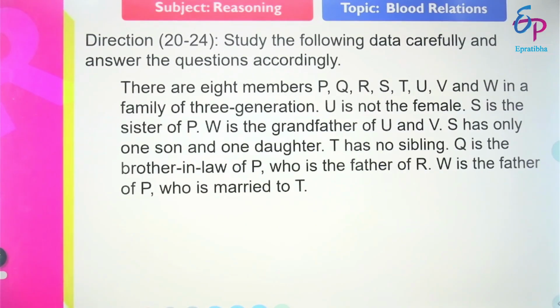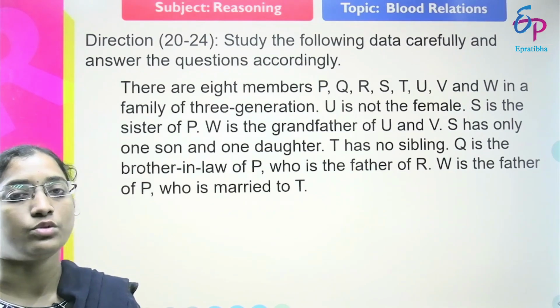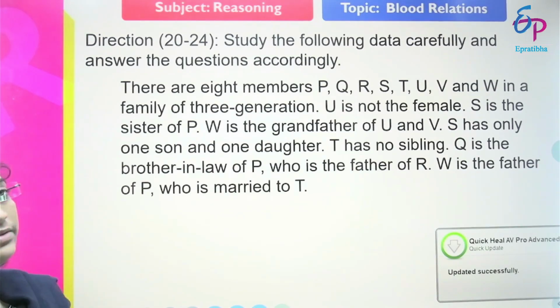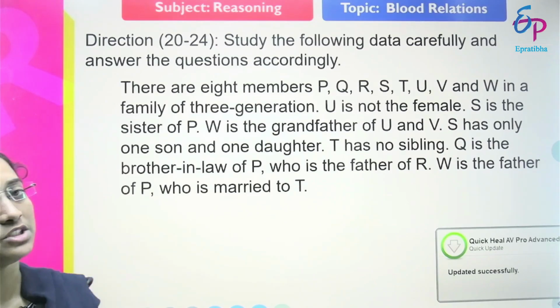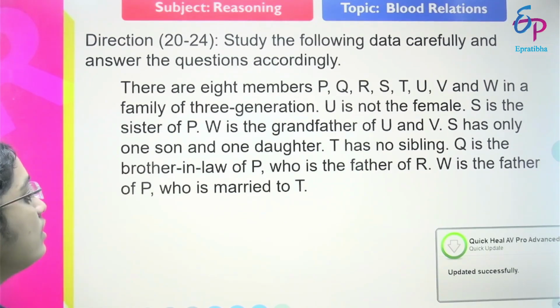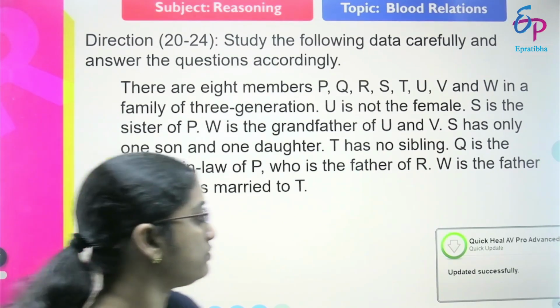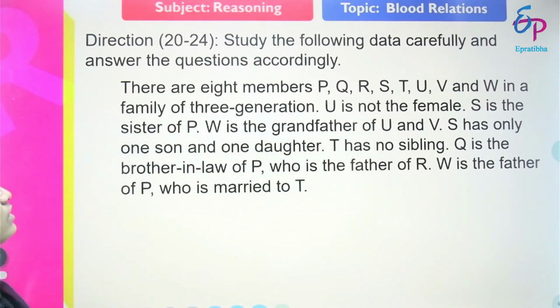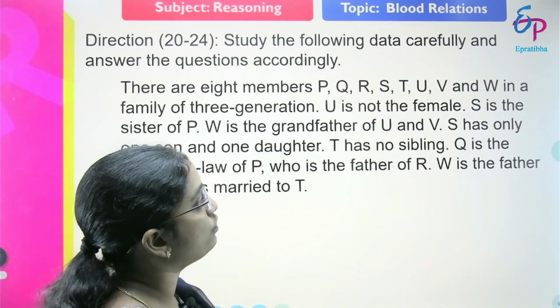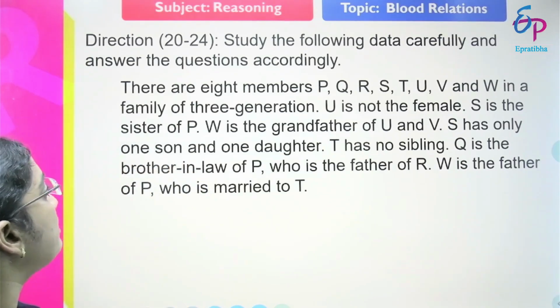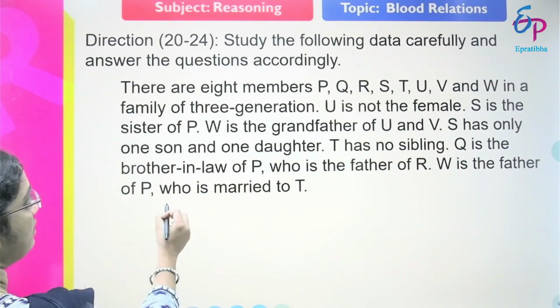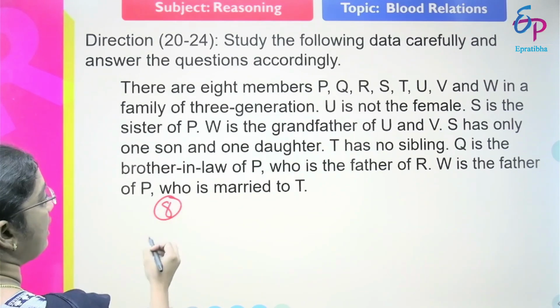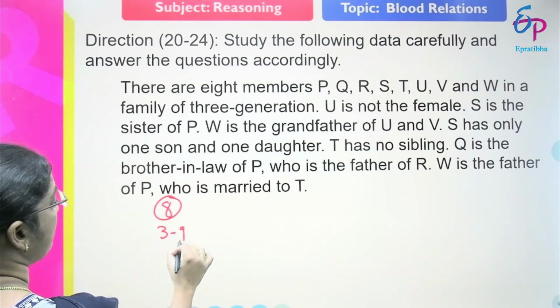Yes, here we are having directions for question number 20 to 24, right? So for 5 questions we are having the same information, friends. First we need to solve this one. So here our information is there are 8 members P, Q, R, S, T, U, V and W in a family of 3 generations, right? So we are having 8 persons and 3 generations in that family.